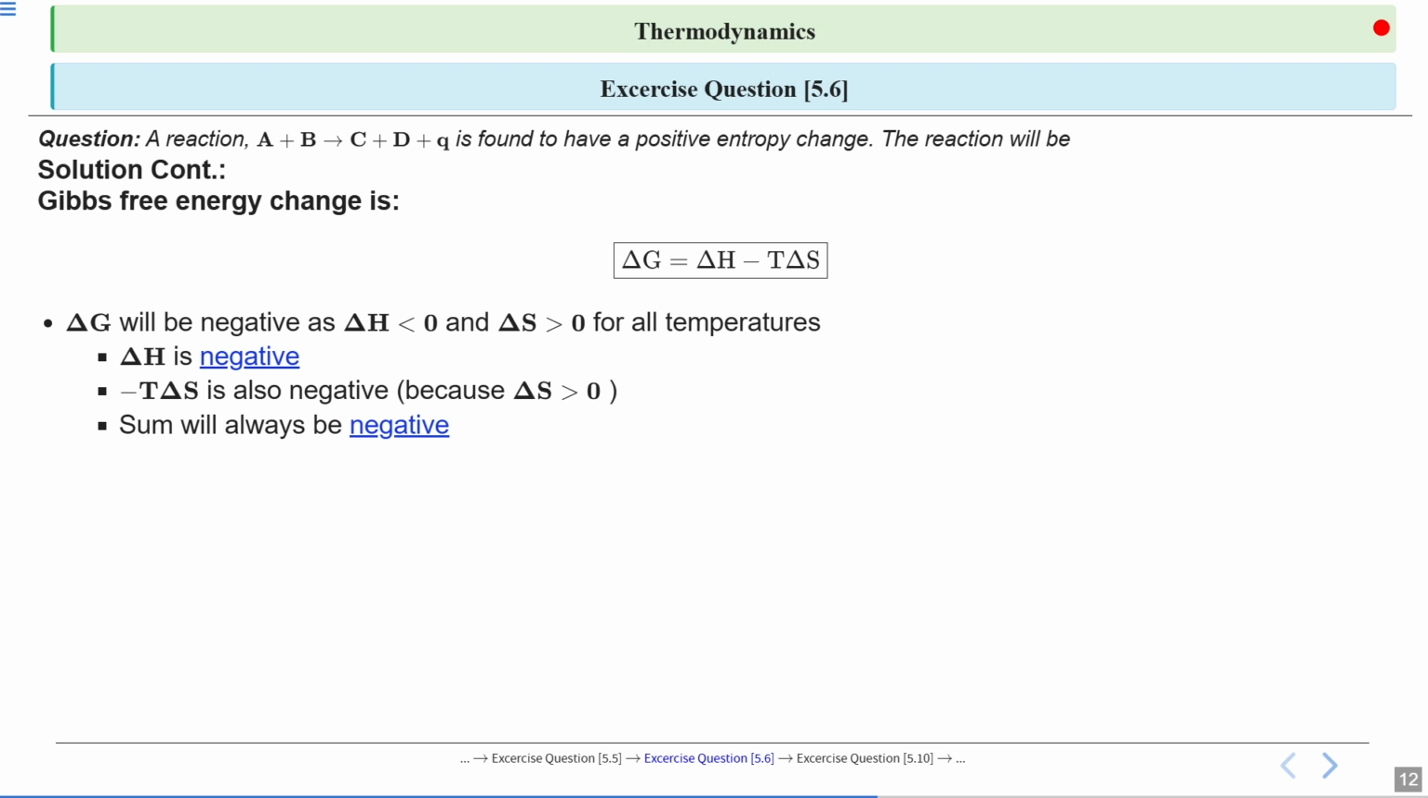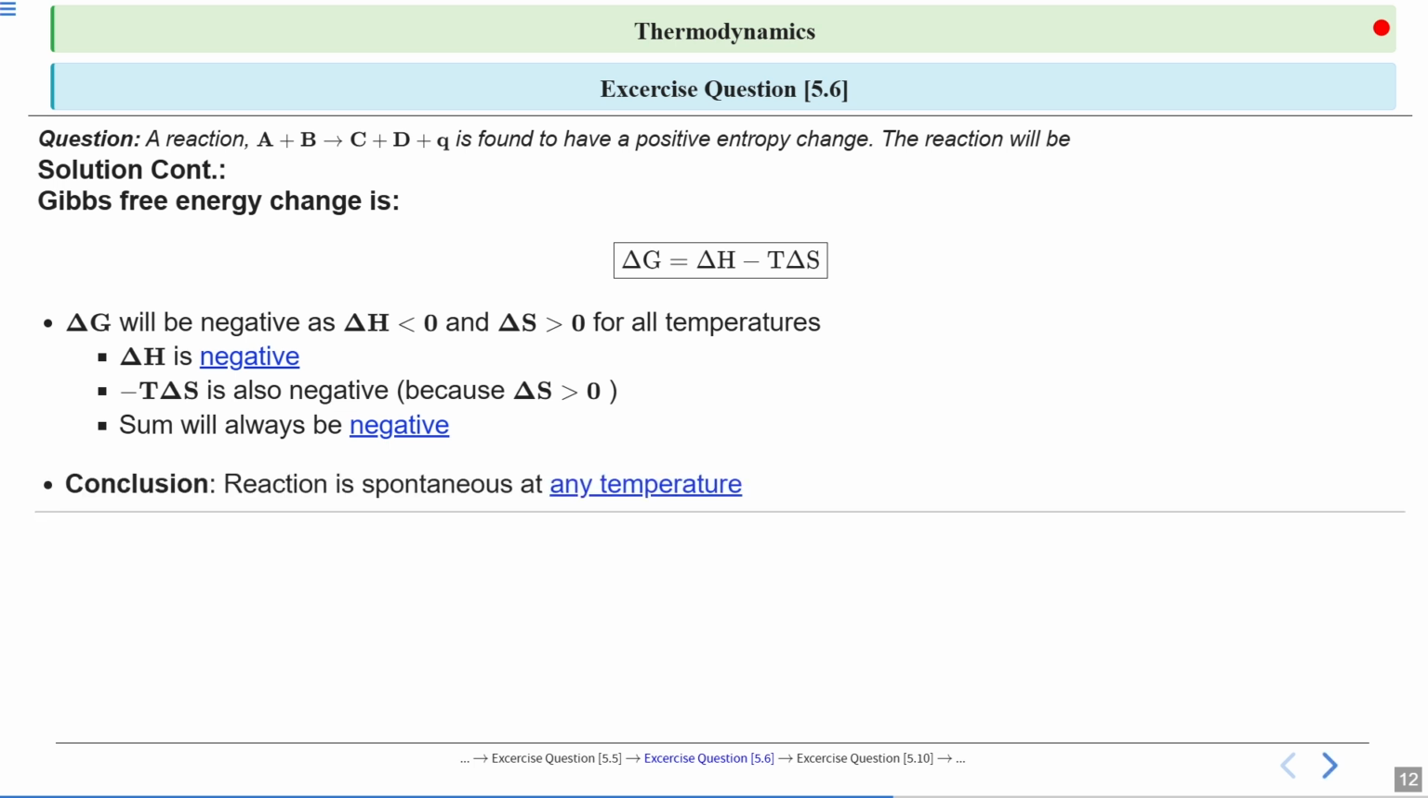Therefore, your delta G will be negative for the given situation at all temperatures, no matter how high or how low a temperature you are considering. Therefore, the reaction will be spontaneous at any temperature. Is it clear to all of you? It's very simple. Just analyze both pieces of given information and you will get your answer.